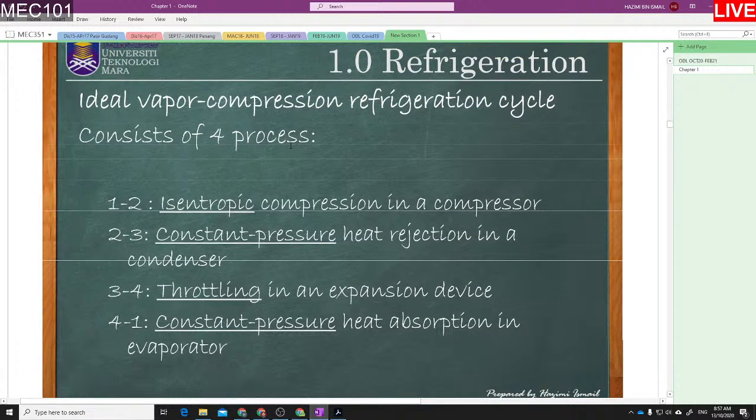Similar to the Rankine cycle or gas turbine cycle, we have four processes. Isentropic, surely you have heard about it in MEC351. Constant pressure, also a similar term. Throttling, a familiar term, or maybe not. We will go through it later. Constant pressure is also quite a familiar term.